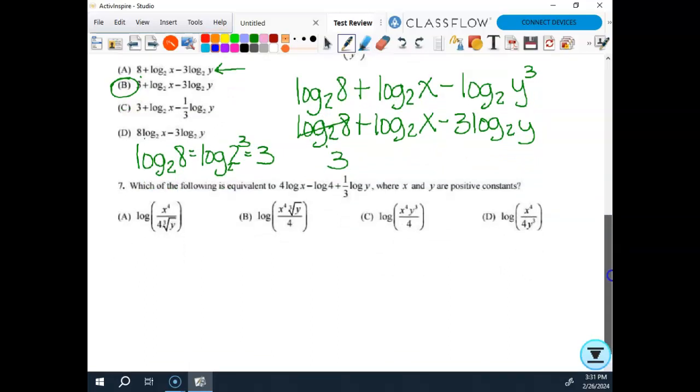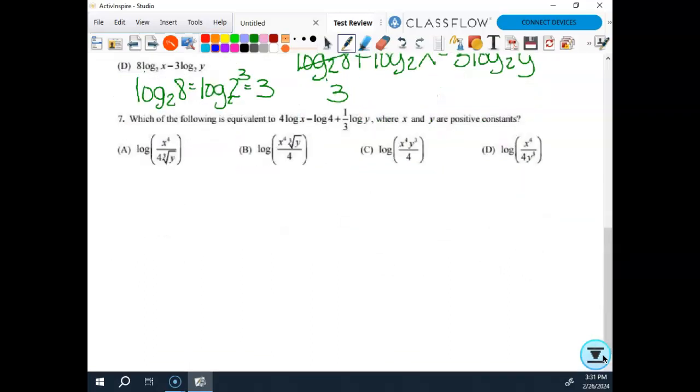Alrighty, number 7. Which of the following is equivalent to this, where x and y are positive constants? So I need my 4 to become an exponent. I need my 1/3 to become an exponent. And then this is the log. Everything that's positive goes in the numerator, so that is x to the 4th times y to the 1/3, and then 4 in the denominator. So that looks like that should be B.